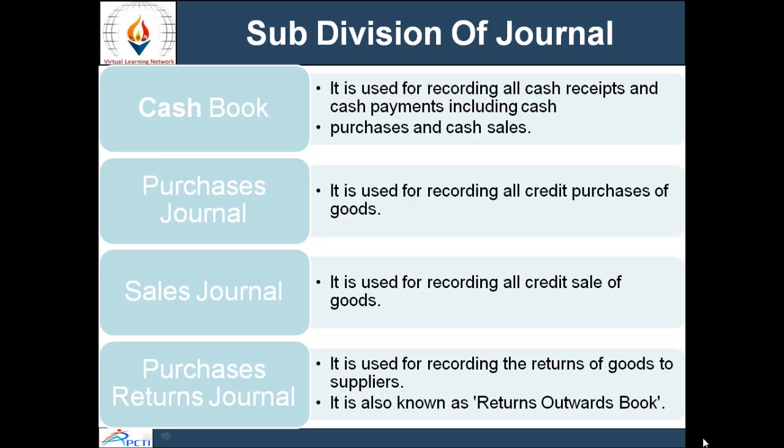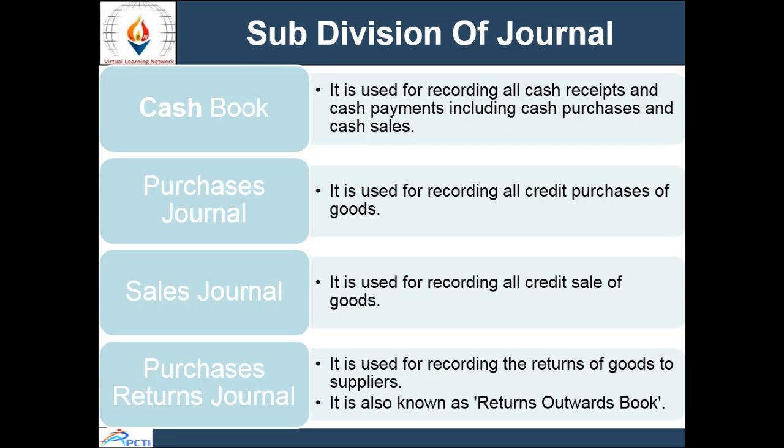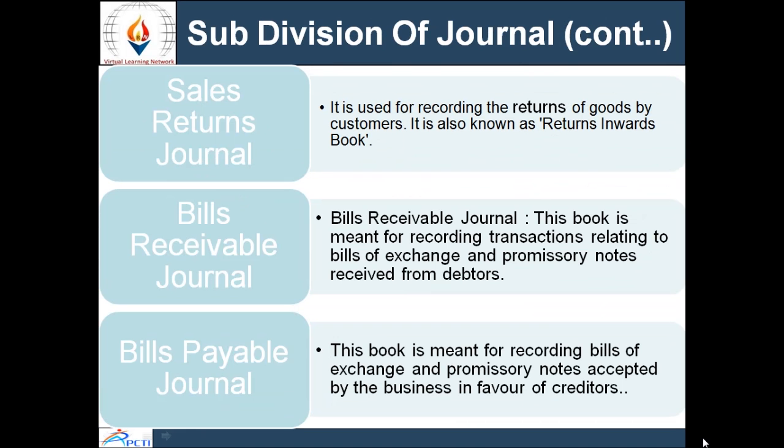Next one is purchase return journal. It is used for recording the return of goods to the supplier. It is also known as returns outward book. Next is sales return journal. It is used for recording the return of goods by customers. It is also known as returns inward book.